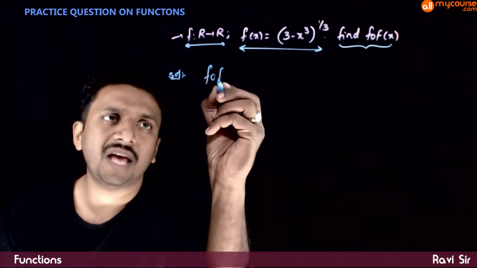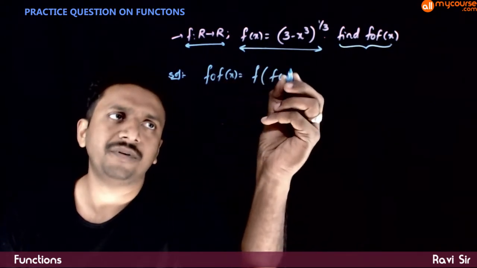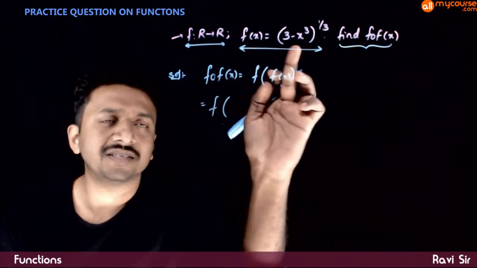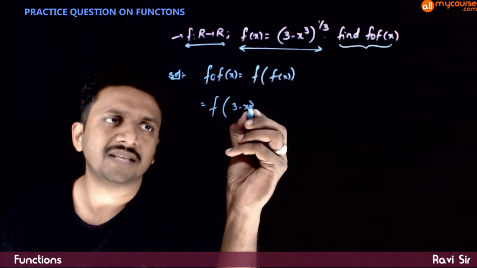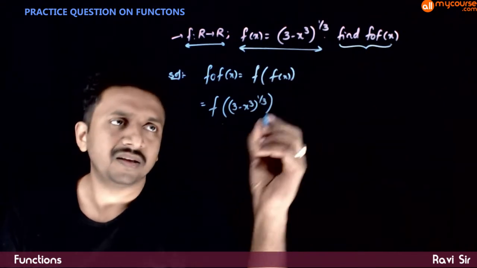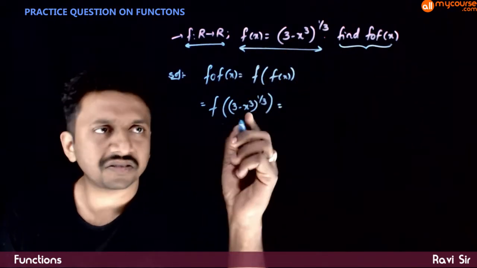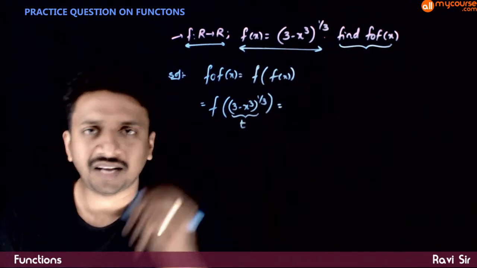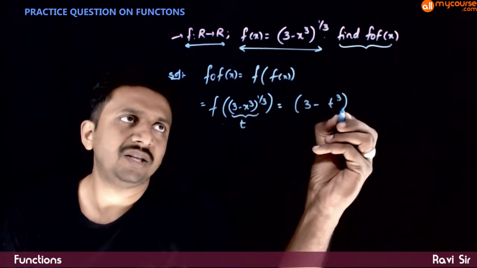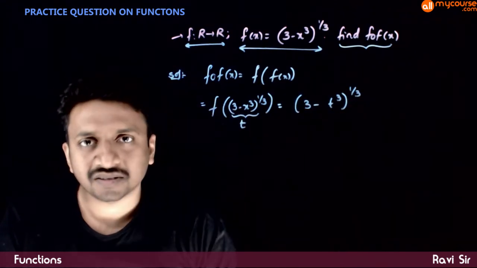So by definition, f of f of x is nothing but f of f of x. Since f of x is given as (3 minus x cube) whole power 1 by 3, f of x is this. What is f of this? If you assume this as t, then f of t is (3 minus t cube) whole power 1 by 3, where t is nothing but this.